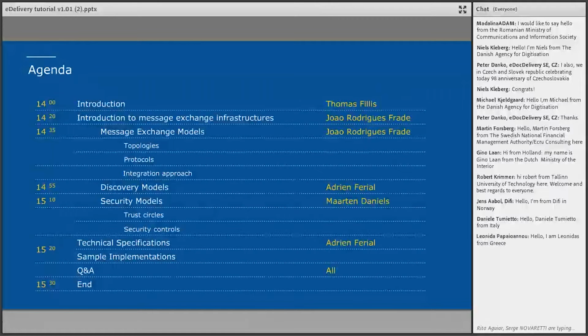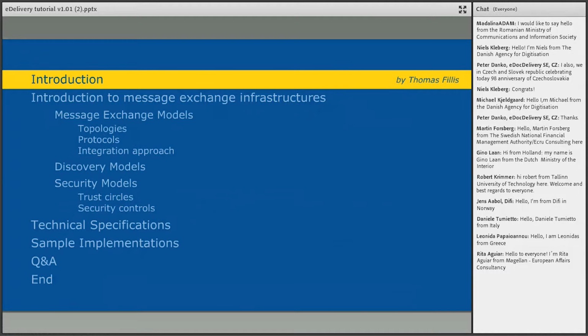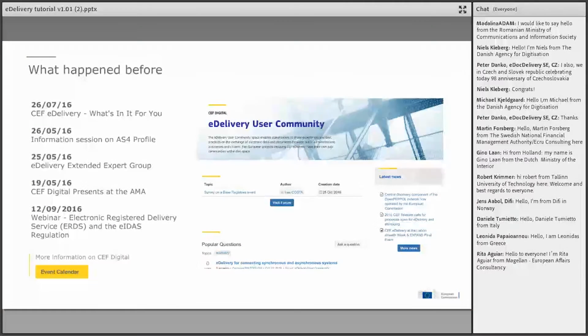So we're very happy that you've chosen to join us today to look at how CEF can help you set up an eDelivery infrastructure. Just to introduce briefly who's going to be talking to you today. My name's Thomas Fillis, I'm the Director General for Informatics, and I will be moderating and doing an introduction. This webinar will have João Rodrigues-Frade, who's head of the CEF building block sector in the Director General, Mr. Adrian Ferreal, who is the Technical Officer and Leader of CEF eDelivery, and Martin Daniels, who is the Lead Tester of CEF eDelivery.